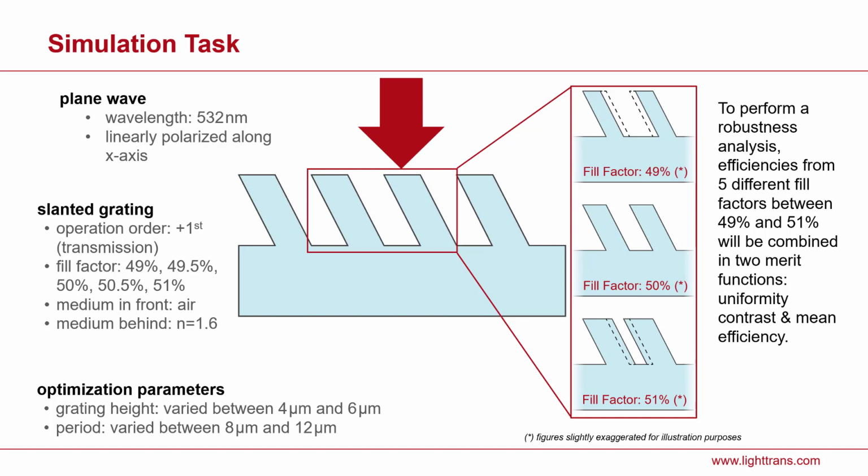On the right of that slide, we can read that what we want, the first task here, is to perform a robustness analysis. So we're going to be looking at the efficiencies produced with two different fill factors ranging between 49% and 51%. And we're going to combine these results in two different merit functions that we can then use for that robustness analysis: uniformity contrast and the mean efficiency.